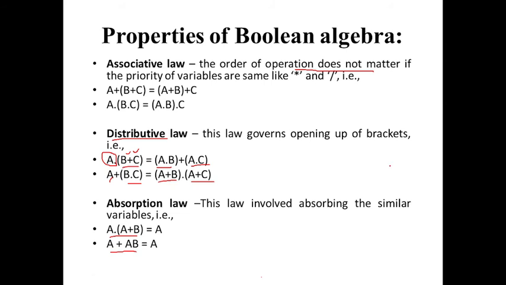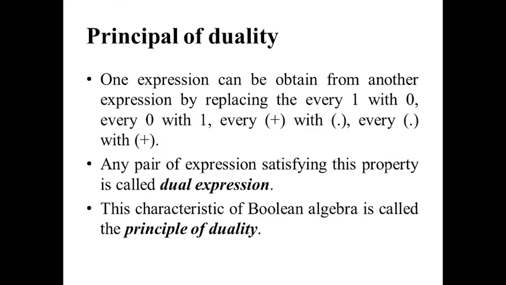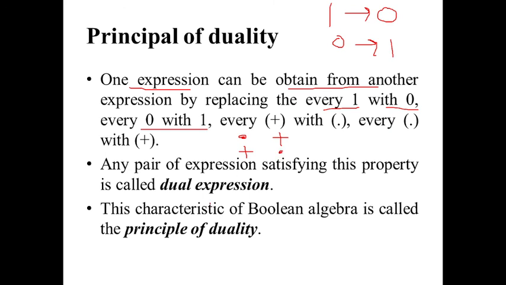Next one is the principle of duality. In this principle of duality, one expression can be obtained from another expression by replacing 1 with 0 and 0 with 1. So in the duality theorem, you replace 1 with 0 and 0 with 1. Same like that, your AND operation is replaced with the OR operation and the OR operation is replaced with the AND operation. A pair of expressions satisfying this property is called a dual expression, and this characteristic of Boolean algebra is called the principle of duality.